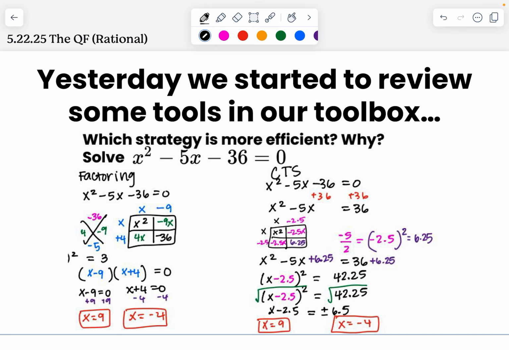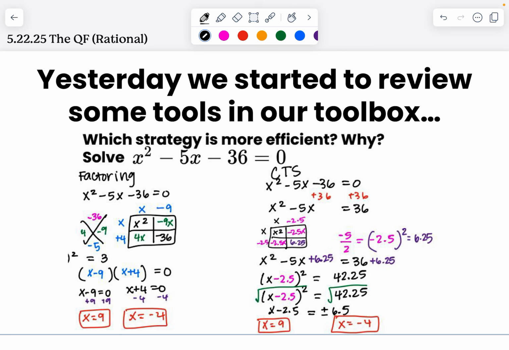I just wanted to start off with a quick recap. So yesterday we started to review some of the things in our toolbox, some of the strategies to solve quadratic functions. So I'm going to start with the 3 problems we worked out on our whiteboards yesterday. You can see here for x squared minus 5x minus 30, both factoring and completing the square worked, right? And I kind of posed the question, okay, which is the most efficient?